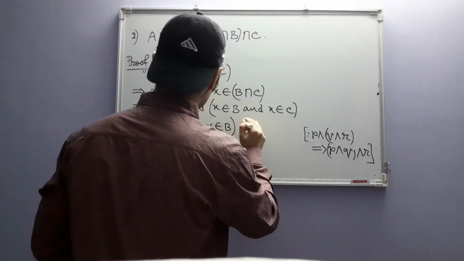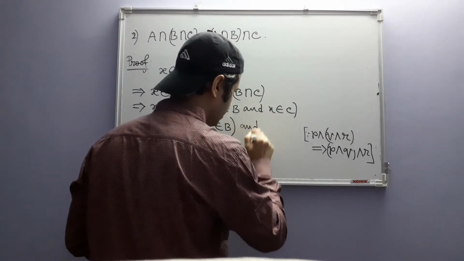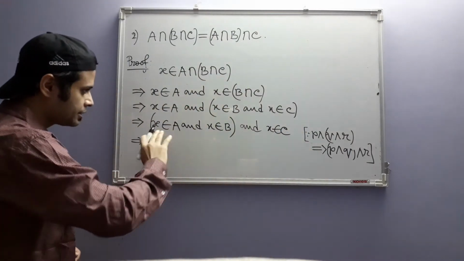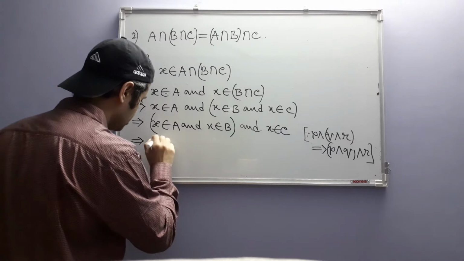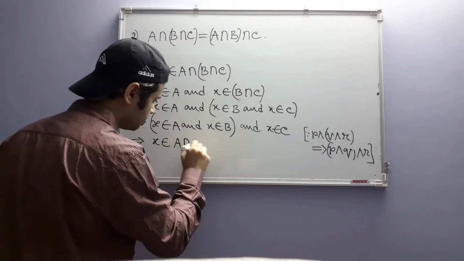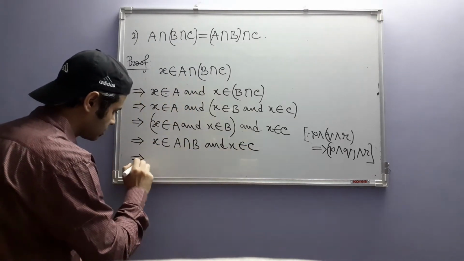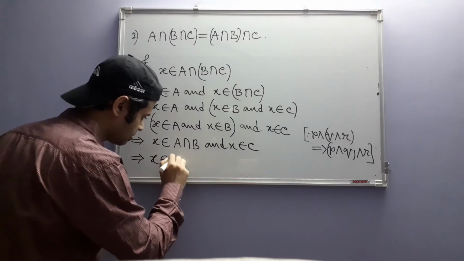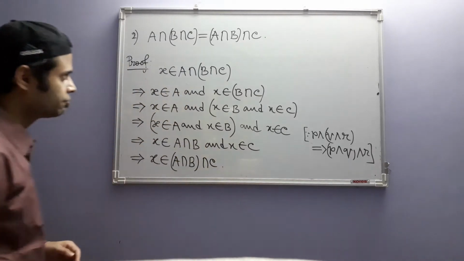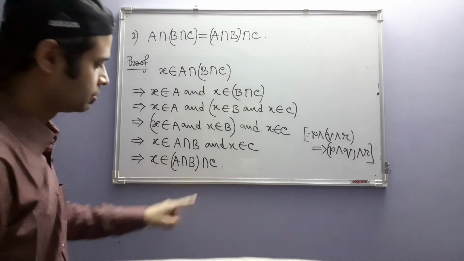Anyway, so in place of this we can write this, and x belongs to C. Now combining these things back, I mean writing them in more compact form, this means A intersection B and x belongs to C. This can further be written like this: A intersection B intersection C. We have thus proved that any element in this set is again here.